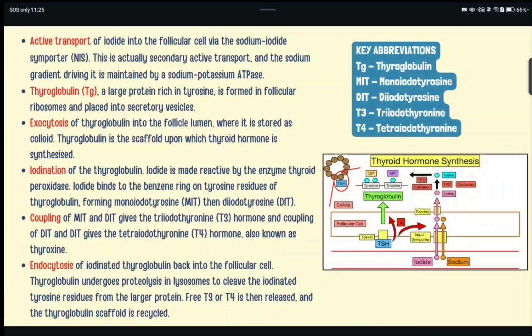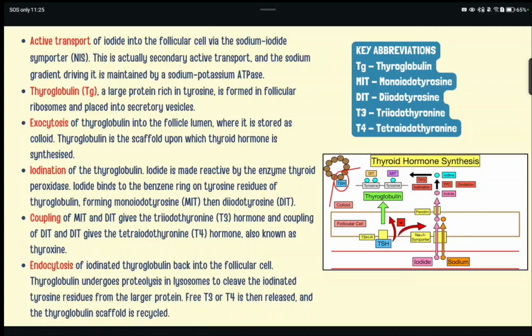Now I will be explaining each of the processes in more depth so that we can understand thyroid hormone synthesis thoroughly. First off is A, which is active transport of iodide into the follicular cell via the sodium iodide symporter, which is the NIS. This is actually secondary active transport, and the sodium gradient driving it is maintained by sodium-potassium ATPase.